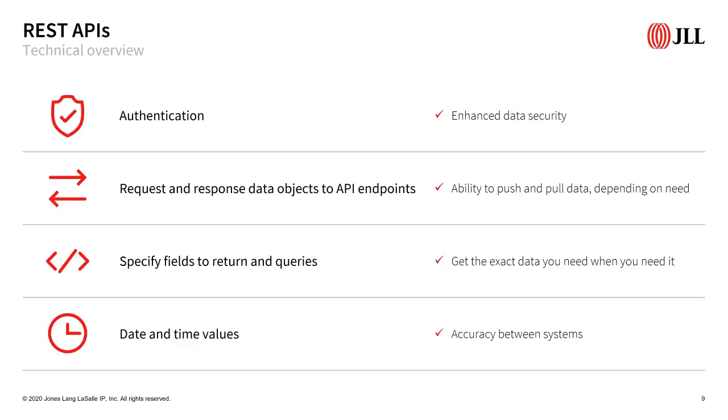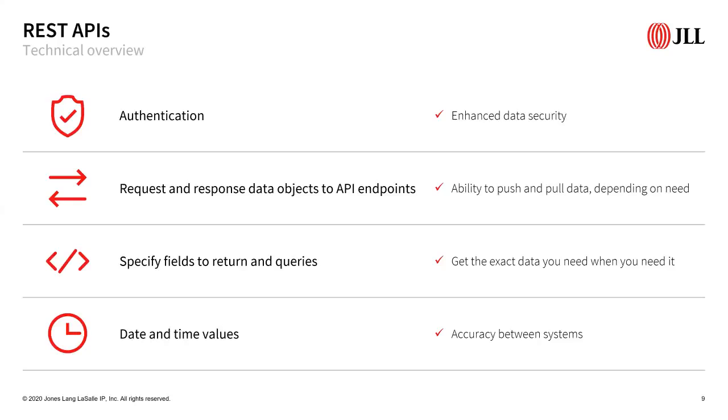From a technical perspective, I wanted to cover a few key features offered by the REST APIs and some of the value that they'll bring to your organization and your data integrity. The REST APIs support an authentication system that's more robust than just something such as a username and password, meaning greater security for you. You also have the ability to push and pull data into your Archibus system, meaning that there's no limitations on which way your data flows depending on your need.